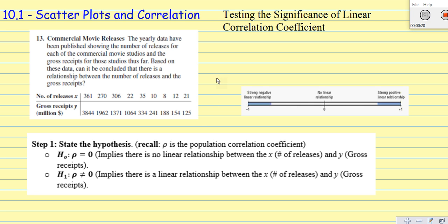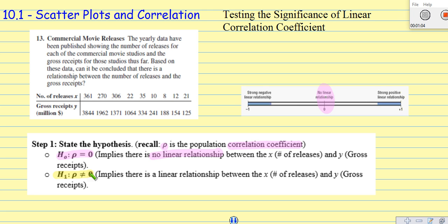the population. So we start off by stating our null hypothesis. So our null hypothesis will be rho is equal to 0. And that simply means that there's no linear relationship. Recall that rho is the correlation coefficient. So what we're saying here is that our R value, our correlation coefficient, is 0, or very close to 0, which means that we have no relationship whatsoever. Our alternative hypothesis will be that rho is not equal to 0.